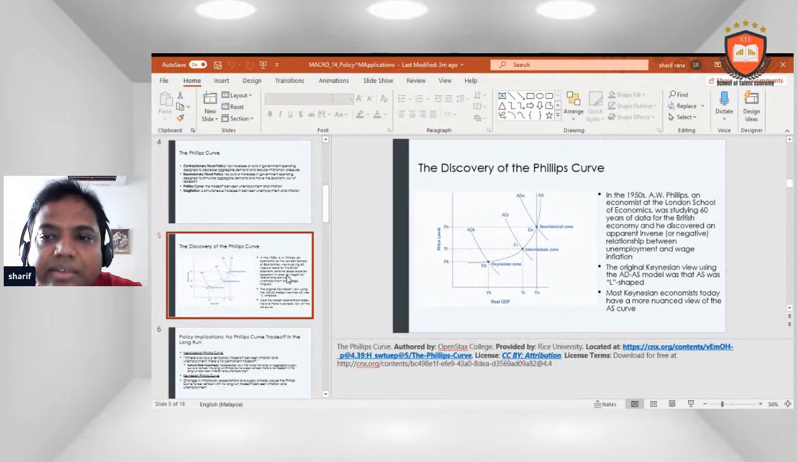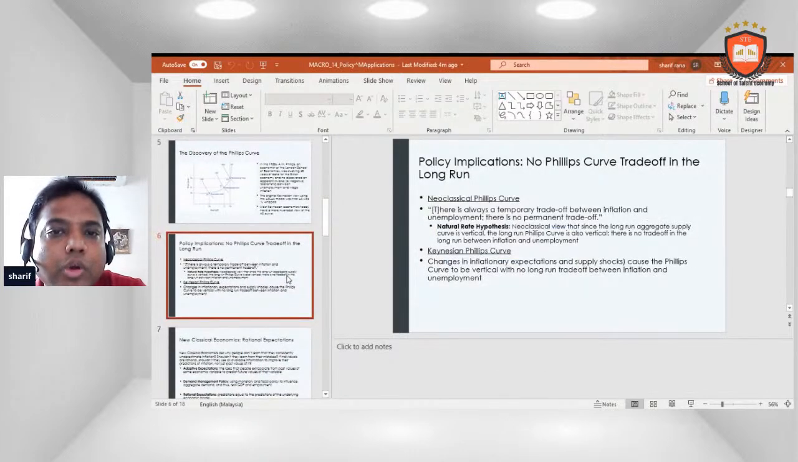The original Keynesian view using the AD-AS model was that AS was L-shaped. Most Keynesian economists today have a more nuanced view of the AS curve. Neoclassical Phillips curve: there is always a temporary trade-off between inflation and unemployment, but there is no permanent trade-off.